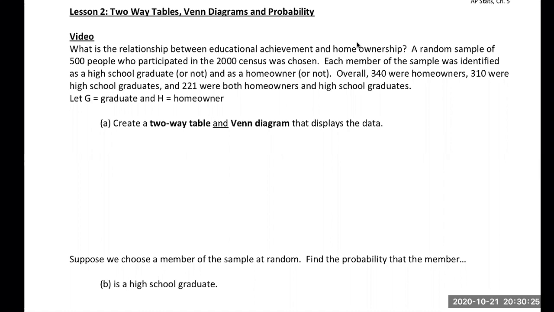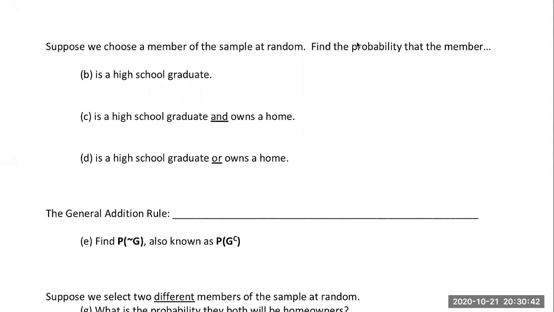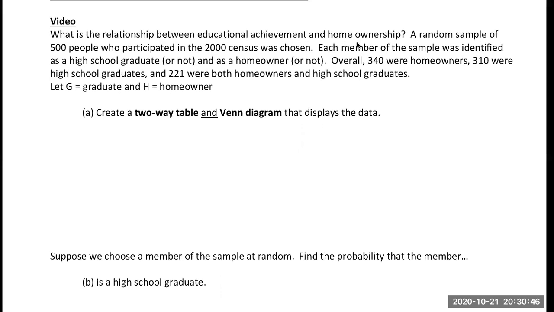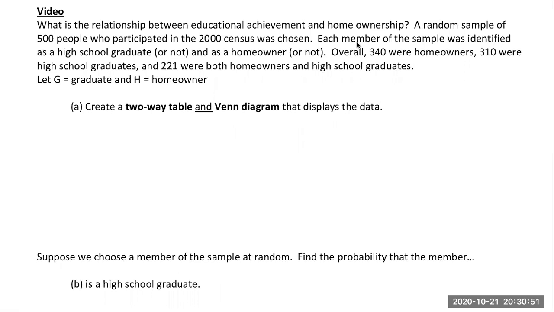So question A, let's create a two-way table and a Venn diagram that displays the data. On the AP exam, you will most likely not be given a hint like this, saying make a two-way table to help you answer some probability questions. They would just jump right to asking you about B, C, and D. So I'd like to show you how to make a two-way table. We've seen two-way tables earlier in the class, but a two-way table is called a two-way table because you have two categorical variables.